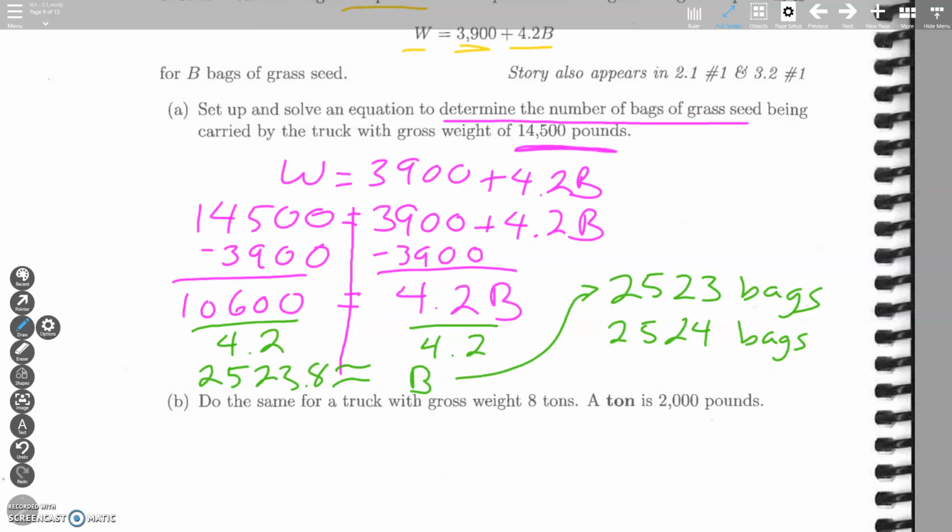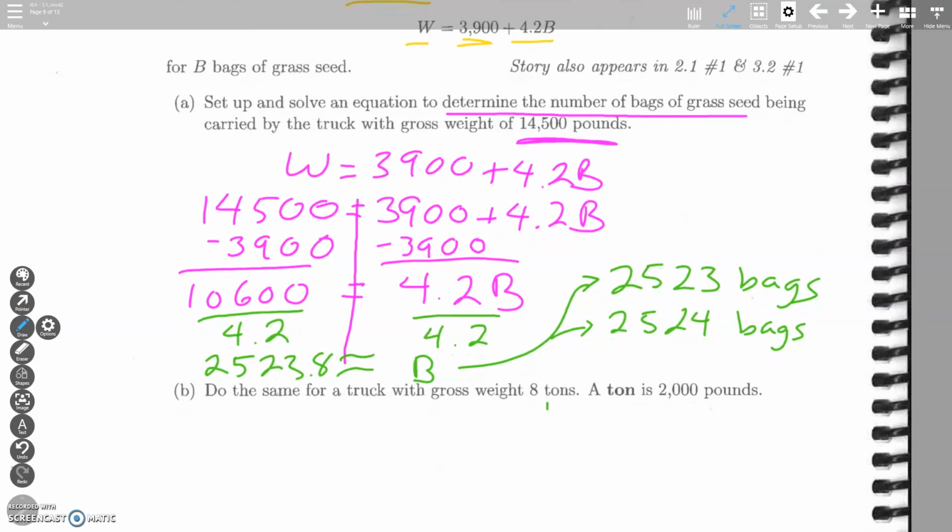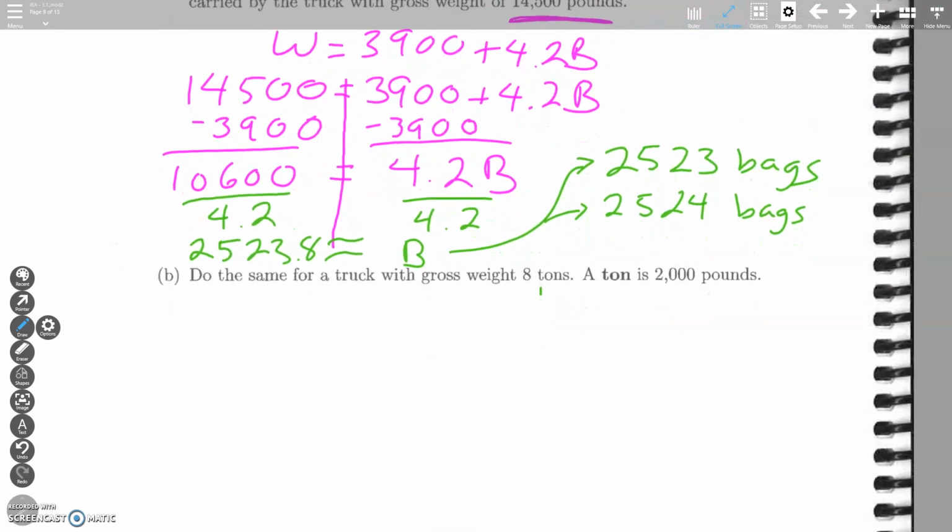Okay, so we're approximately equal to. So either answer is acceptable. The truck could be carrying either one. We're going off by probably most likely 24 bags as opposed to 23. All right.